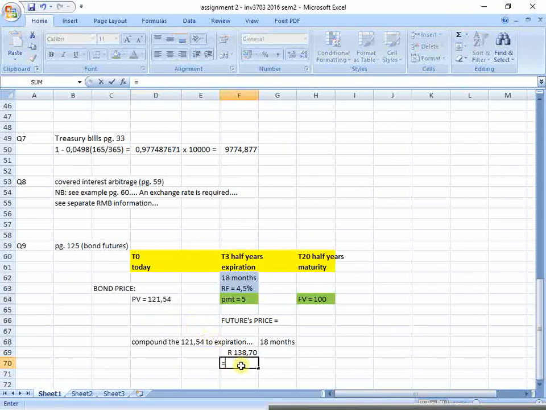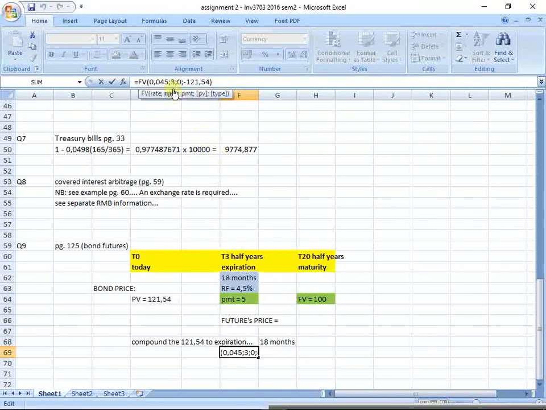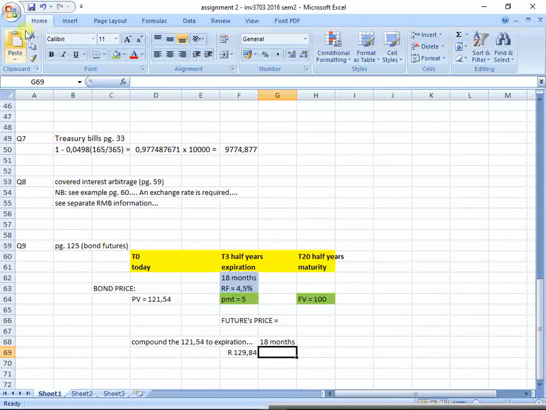Do you get 120? Let's double check. Future value, FV. 121.543. Yes. 0 payments, 1.5. Oh, right. I've used 3 years here because it was 3 half years. What was the rate? It was risk-free. And this was semi-annual. So if I use the 4.5%, I'm going to need to put brackets 18 divided by 12. Close brackets. That gives me 129.84. That's correct. What you had was right. Is that all right? Great.